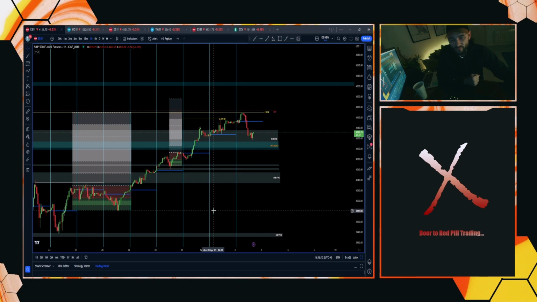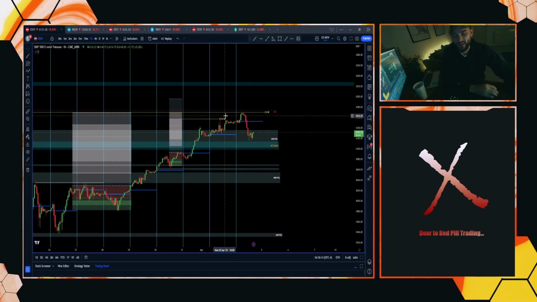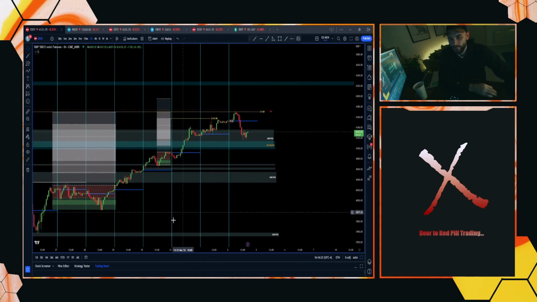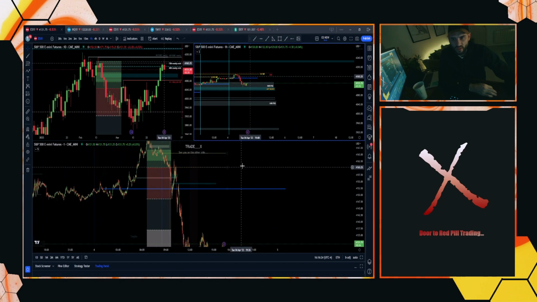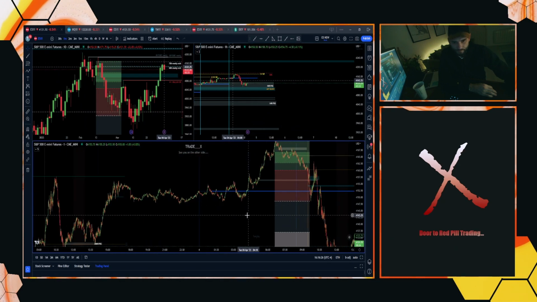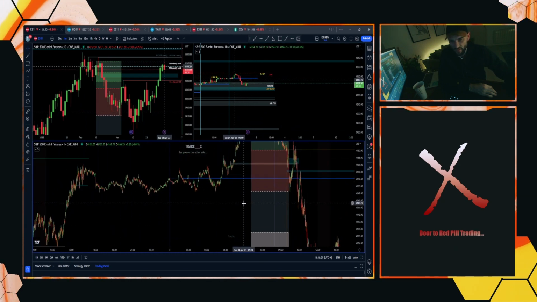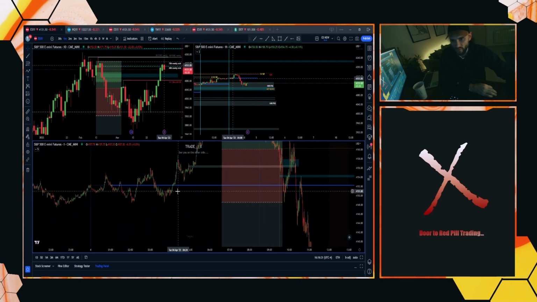I've been saying it inside Red Pill since Monday. Yesterday we had 2 times standard deviation, 2.5 times standard deviation, but today was 41.70. Now if we just jump down onto the 1 minute, this is where we could have taken entries.